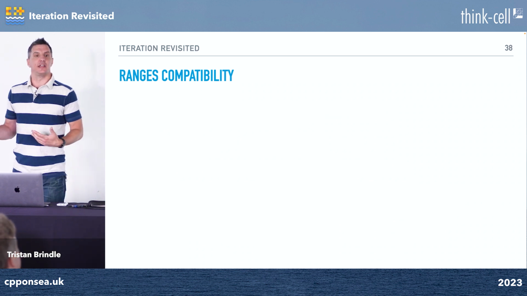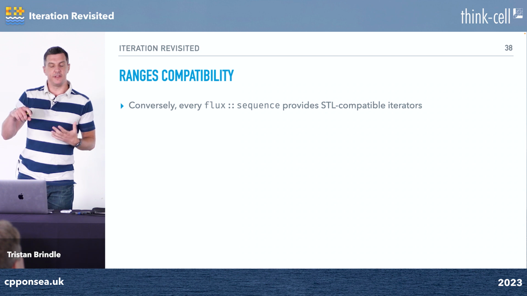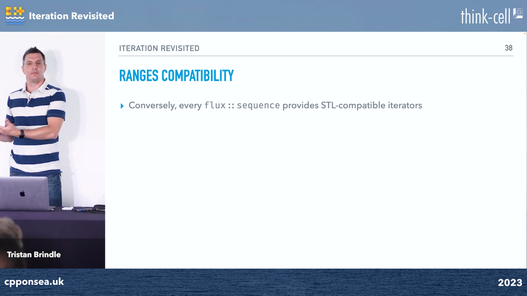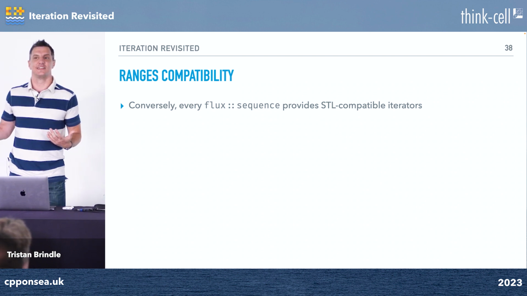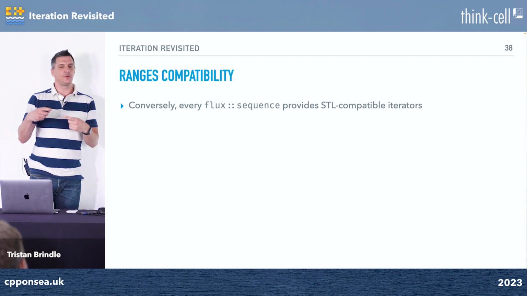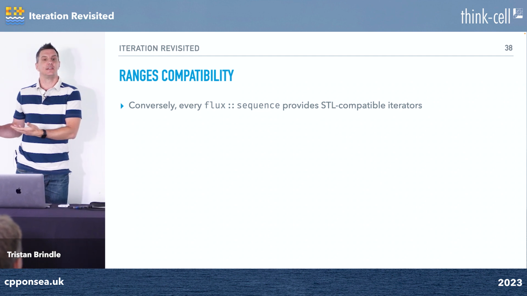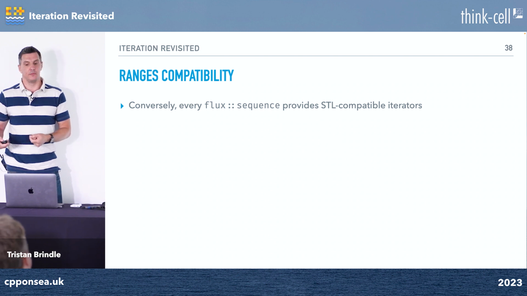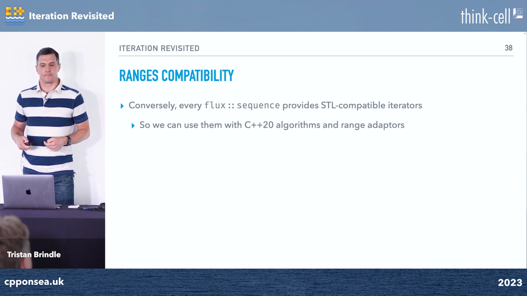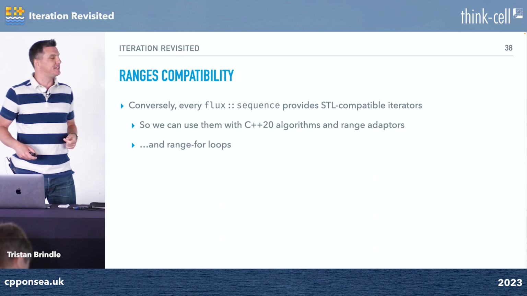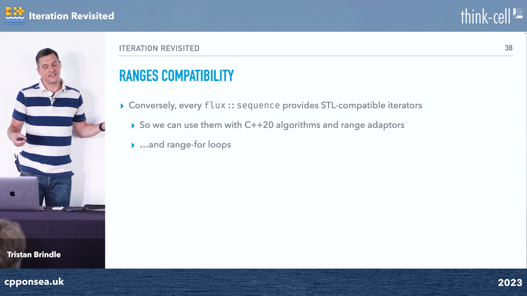We can also go in the other direction. Every Flux sequence is a C++20 range. Every Flux sequence provides STL-compatible iterators. So if you have some Flux sequence you've built up with a base sequence and a chain of adapters, you can use that with C++20 range algorithms, even with C++20 range adapters, if you want to. And yes, it means you can use Flux sequences with range for loops as well. I think this is actually really nice.